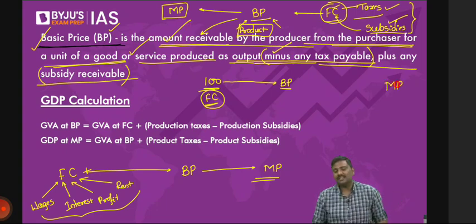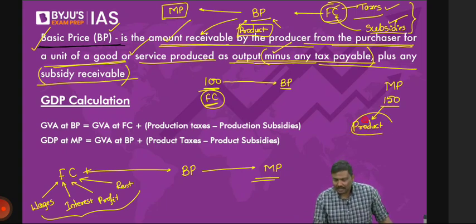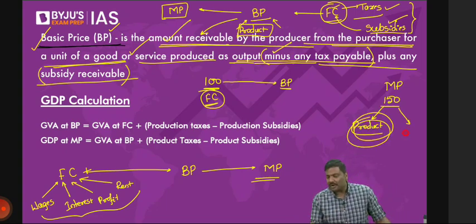I am saying, have a look at this. Imagine the market price is 150. Now, subtract from this the product tax and add product subsidies. Is it okay? Subtract from this the product tax and add the product subsidies.